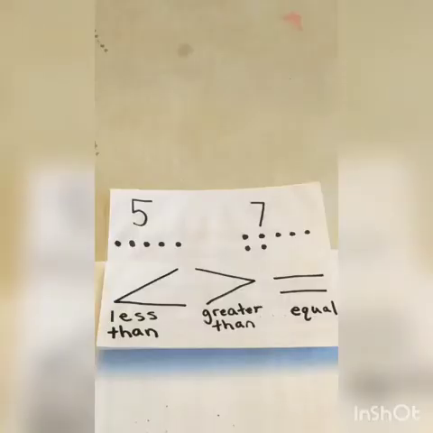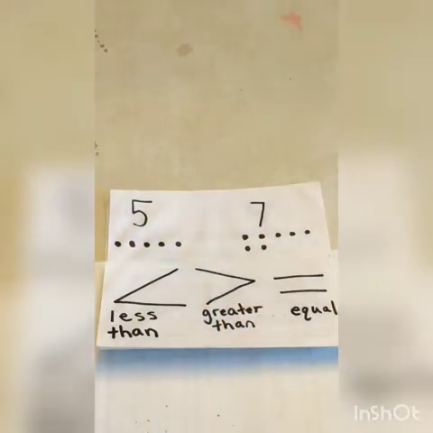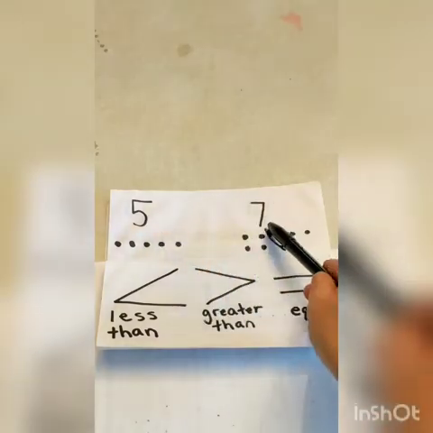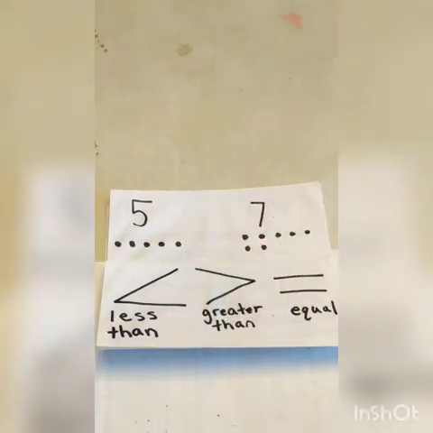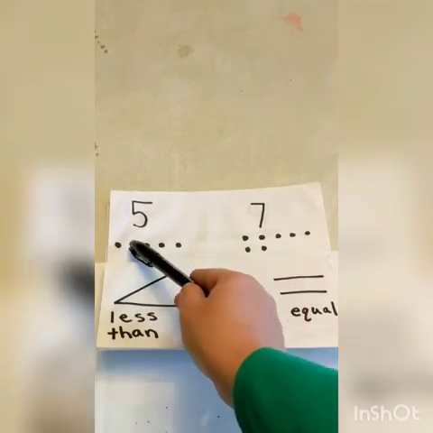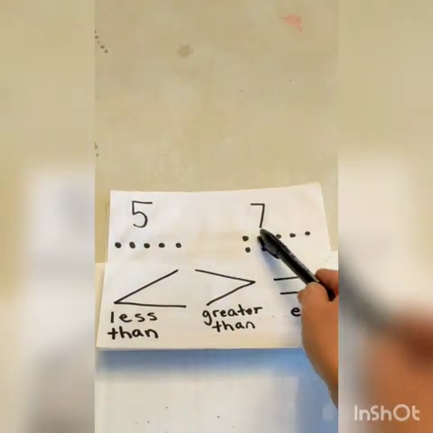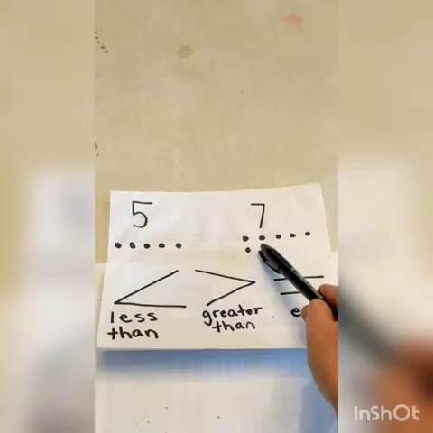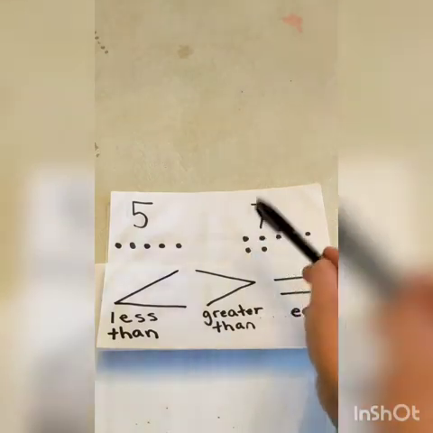Okay, our first number that we're going to compare is the number 5. And we're going to compare the number 5 to the number 7. I drew dots below the numbers, so if you need to, you can count the dots to recognize the number. 1, 2, 3, 4, 5 dots, the number 5. 1, 2, 3, 4, 5, 6, 7 dots for the number 7. Which one has the larger number, the more dots, the 5 or the 7?